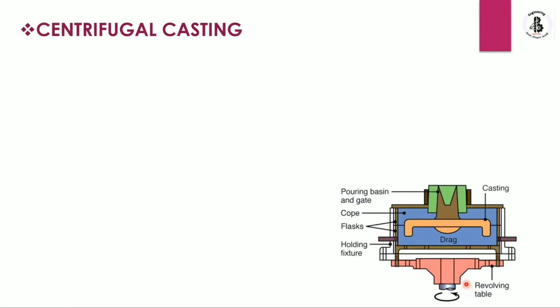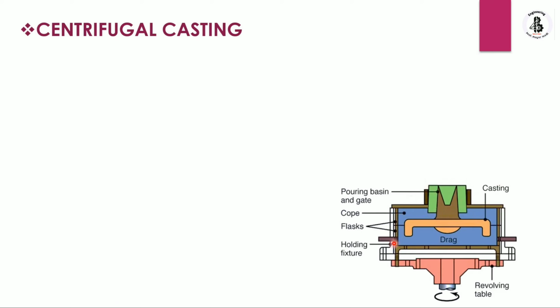This is our revolving table. The revolving table is connected with a rotating shaft, and this shaft rotates on its vertical axis. On that revolving table, the assembly used in the semi-centrifugal casting process rests. You can see that with the help of holding fixtures, the cope and drag are supported and fixed onto the revolving table. So by the revolving table, the whole assembly rotates on its vertical axis.